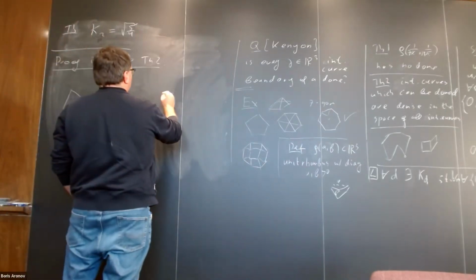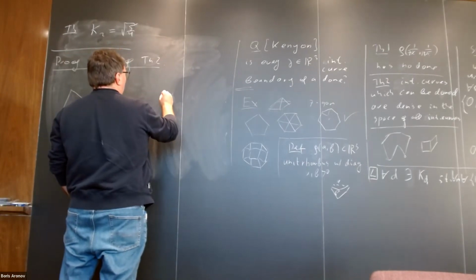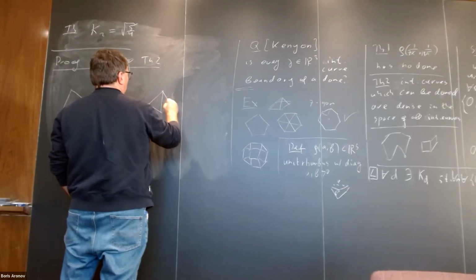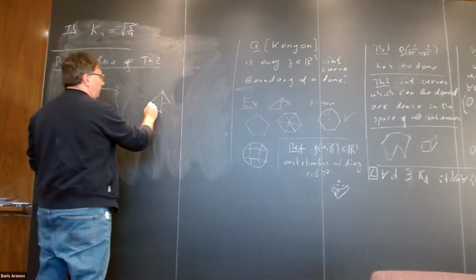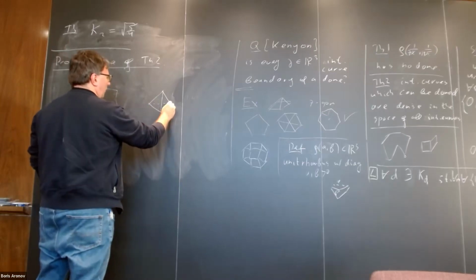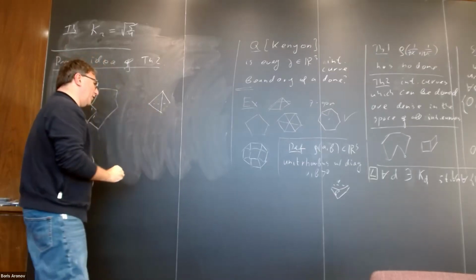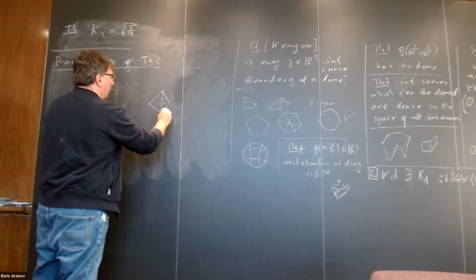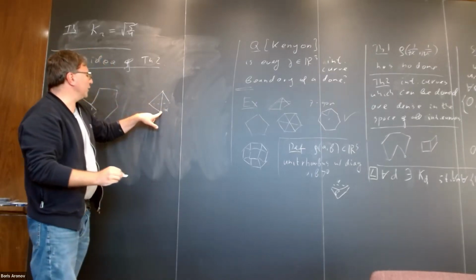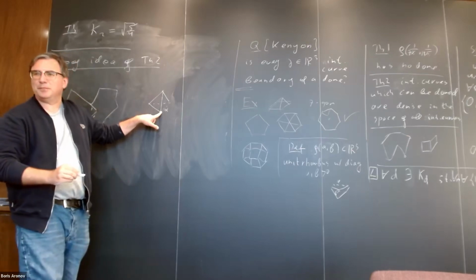Well, let's start with, suppose you have a tetrahedron. So everything is unit except for this edge, which is say alpha.